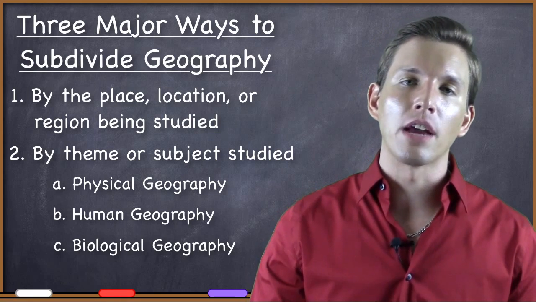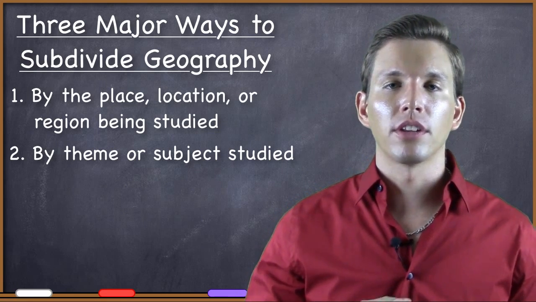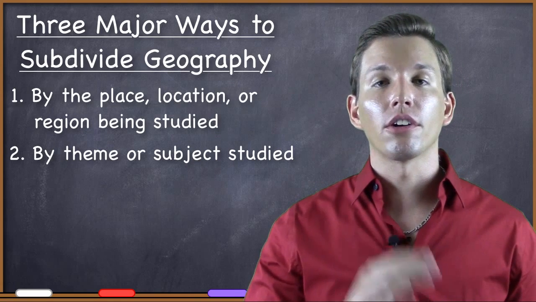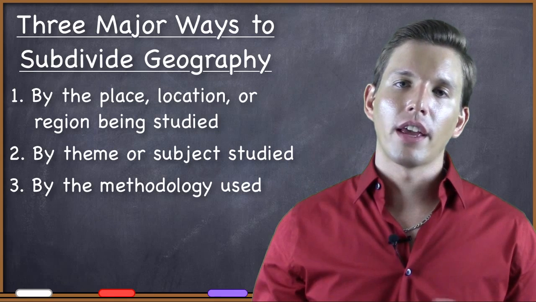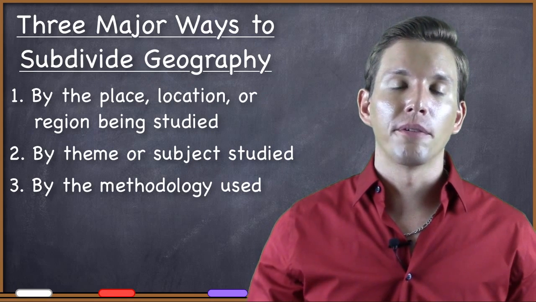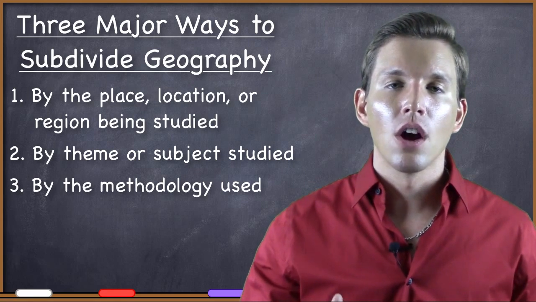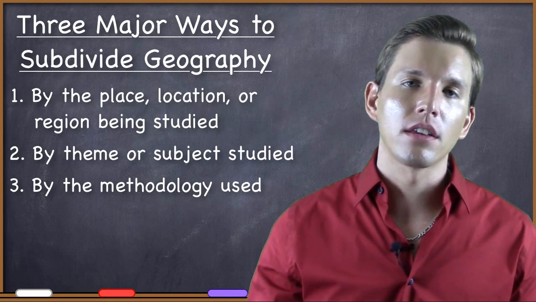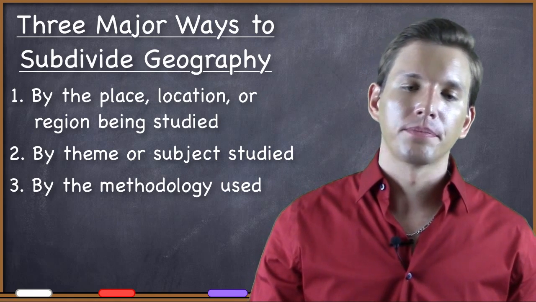There is a third way. We said there are three major ways. So if the first is place or region, and the second is theme, the third is by methodology. It's not enough to just say, hey, we want to study the biological geography of France, or the economic geography of Germany, or something like that. We've got to have some kind of methodology, some kind of technique to conduct that study.